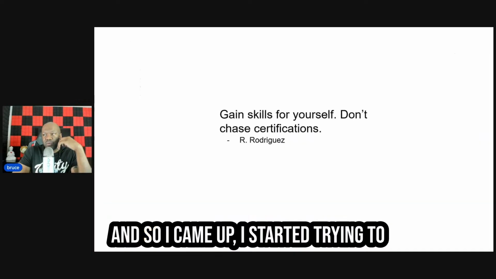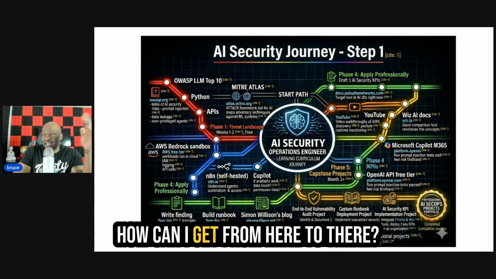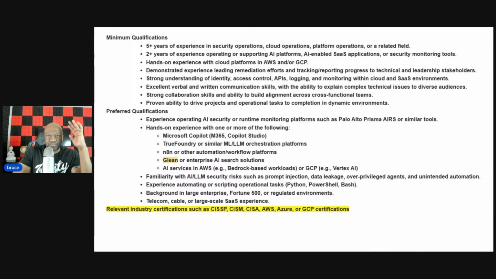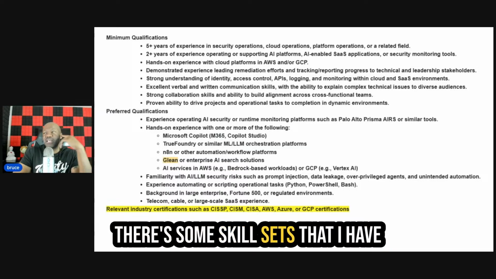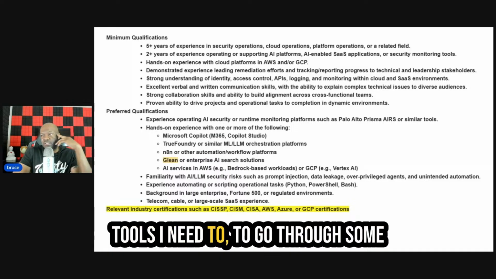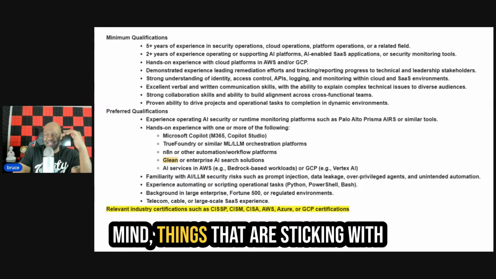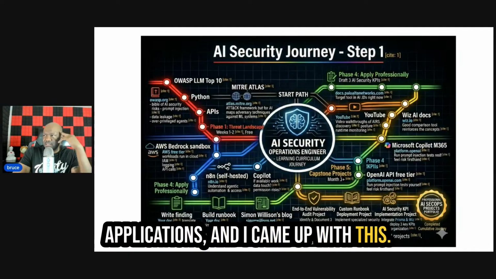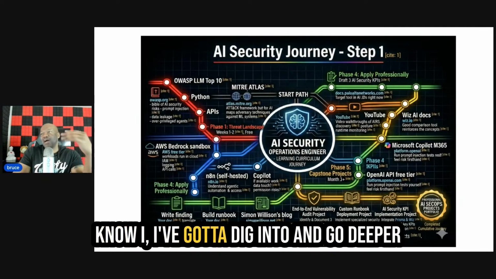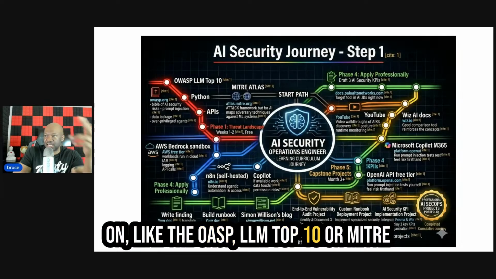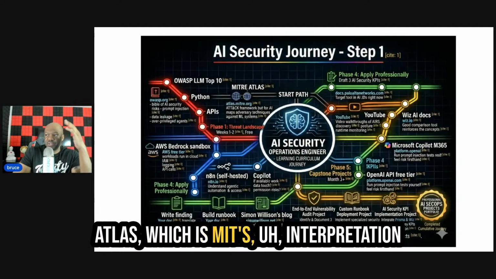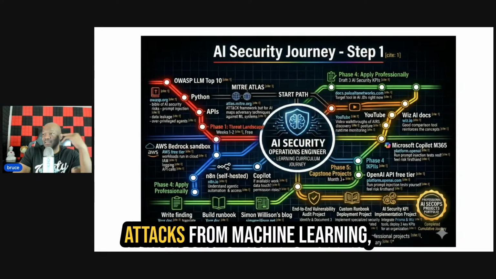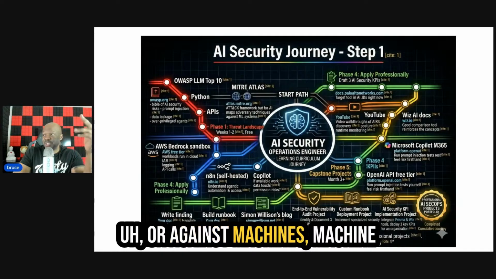And so I started trying to figure out some kind of a map. Like, how can I get from here to there? Where am I trying to go? I'm trying to be like an AI security operator. So there are some skill sets that I have to learn, and it's naming some of the tools I need to go through, some of the things I need to keep in my mind, AI platforms, AI enabled SaaS applications. And I came up with this, and this is just way too busy, right? There's some things in here I know I've got to dig into and go deeper on, like the OWASP LLM Top 10 or MITRE ATLAS, which is MITRE's interpretation of AI, mapping adversarial attacks against machine learning systems.